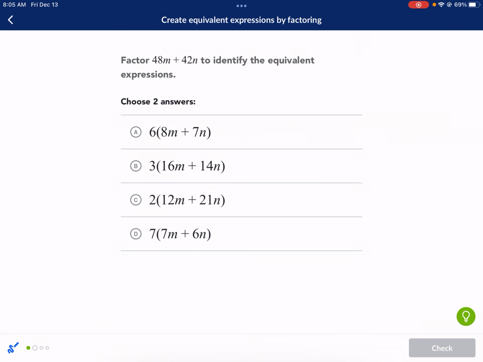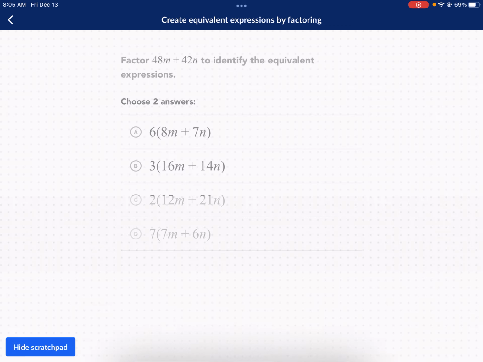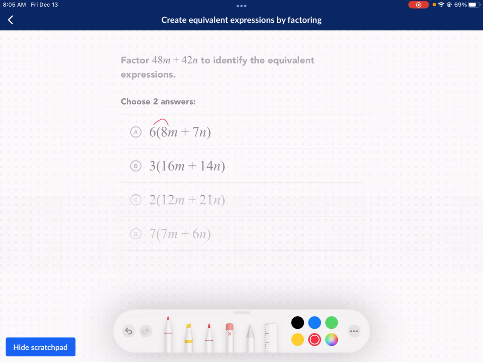Now, technically, you can do this whole thing without knowing factoring. You just distribute and see which ones are equal. So, for example, if I just wanted to distribute here, I could get 48m plus, that was 6 times 8m is 48, and then the m. 6 times 7 is 42, and then I have the n. Does that match up? Yes, it does. So I know A is my answer. Now, I could go through the process of finding my common factors, though, to factor out my GCF.